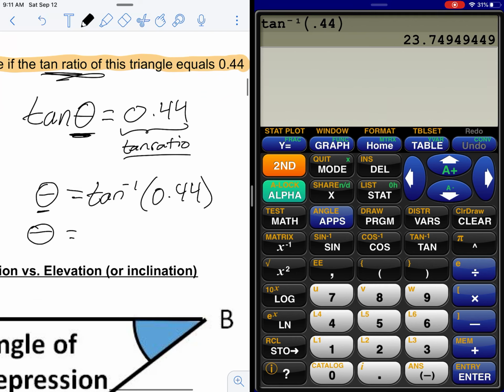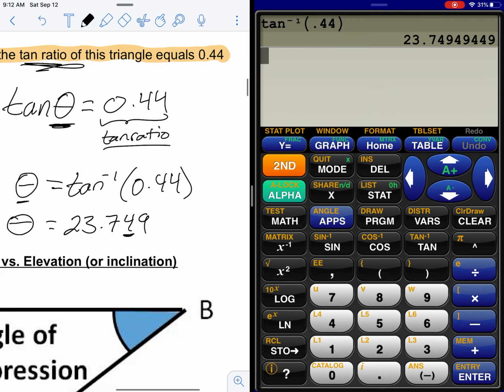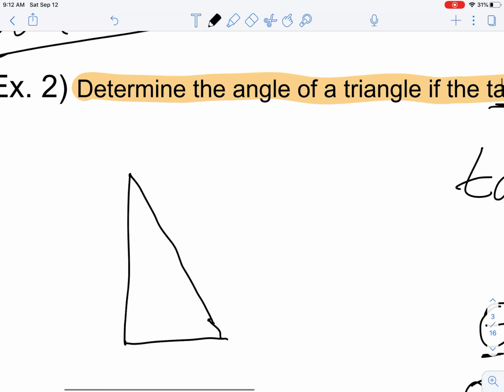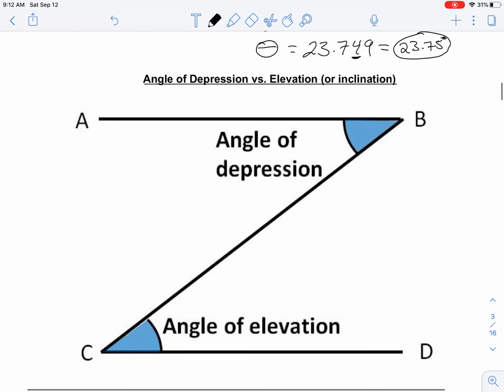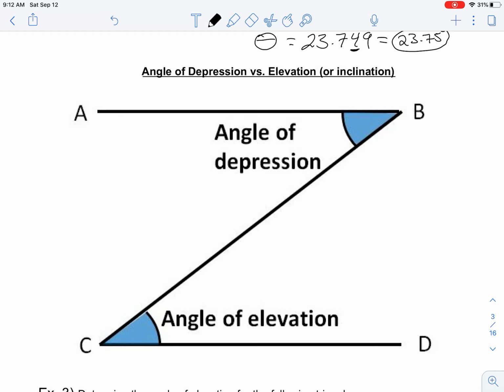So this one, let's round it to the 100th here. We got 23.749, but I want to round it to the 100th, so I'm going to give it 23.75 degrees. And that is using our tan ratio in order to solve our angle there.